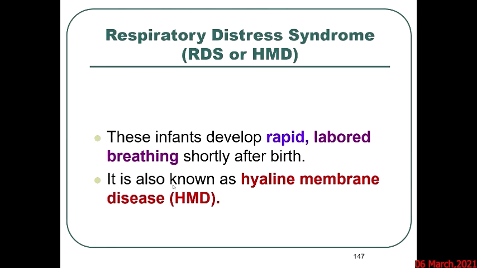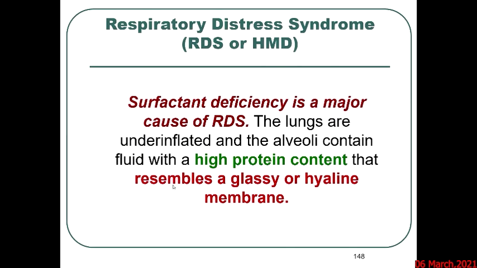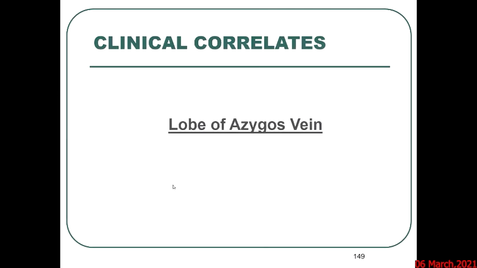It is also known as hyaline membrane disease. This is a histological term. Just remember, it is hyaline membrane disease. Surfactant deficiency is a major cause of RDS. RDS can develop for other reasons, but the major cause is the deficiency of the surfactant layer. The lungs are underinflated and the alveoli contain fluid with a high protein content, resembling HMD.